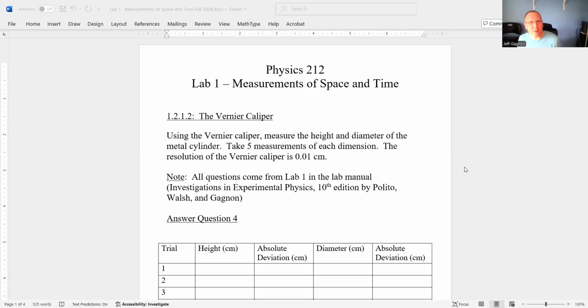Hello, everyone. Welcome to the lab on measurements of space and time. In this lab, we will do a few things. One of those is we will measure the density of a small aluminum cylinder that's in your kits. Physically, you will do this with the aluminum cylinders in your kits in lab.